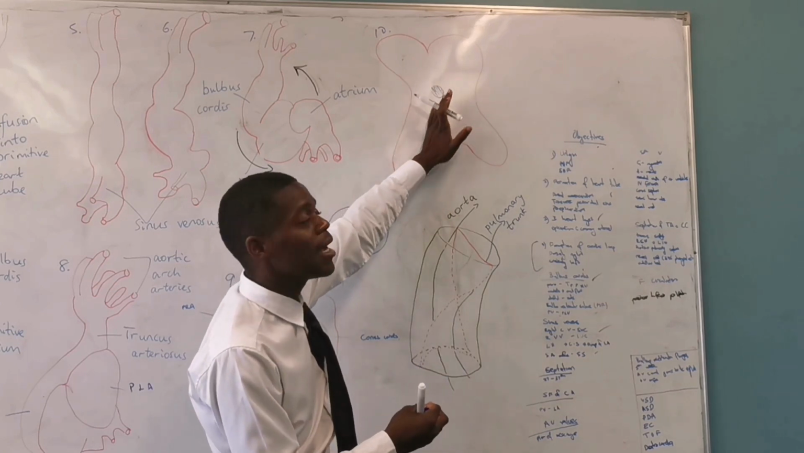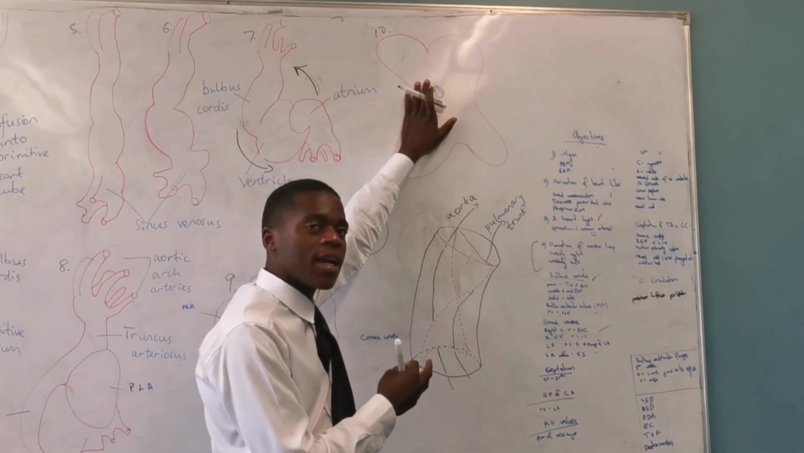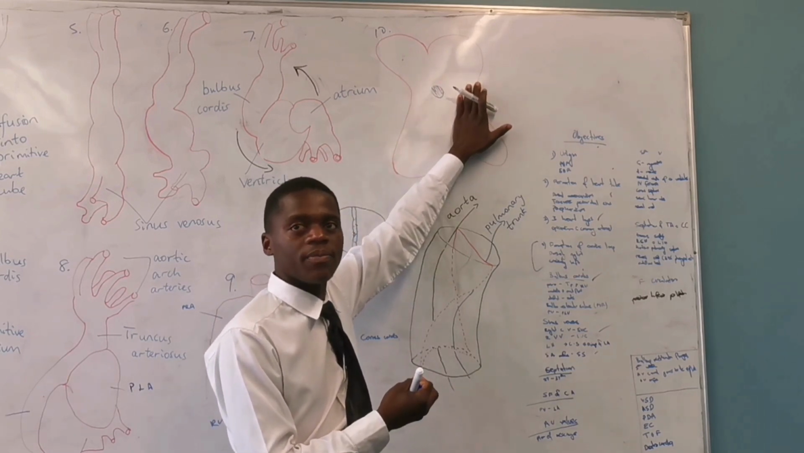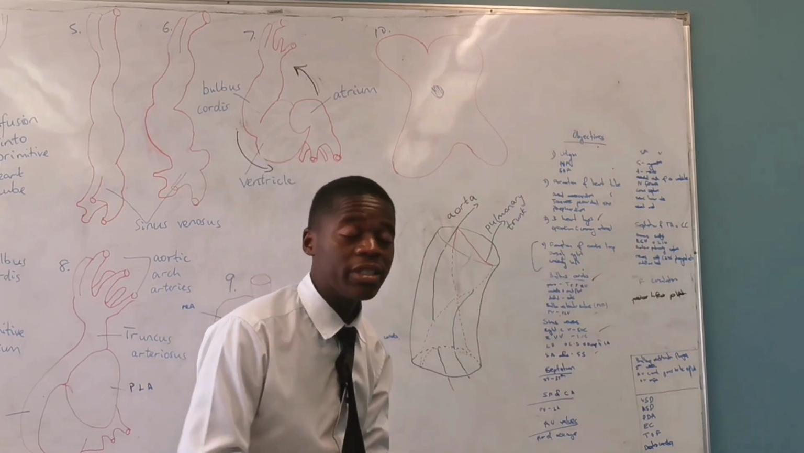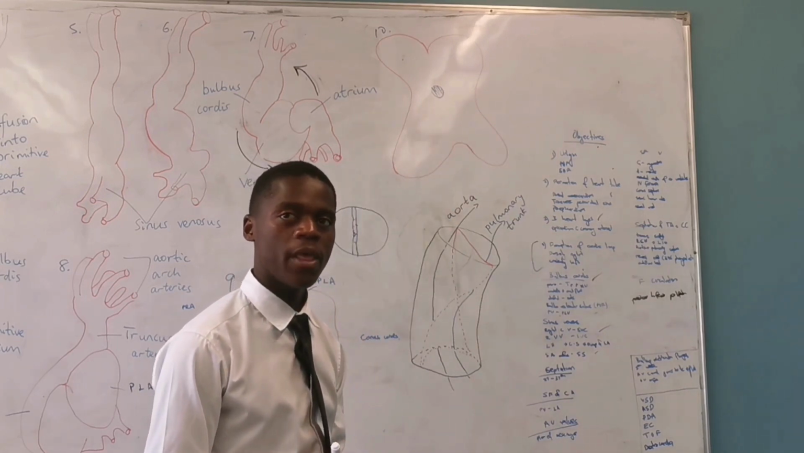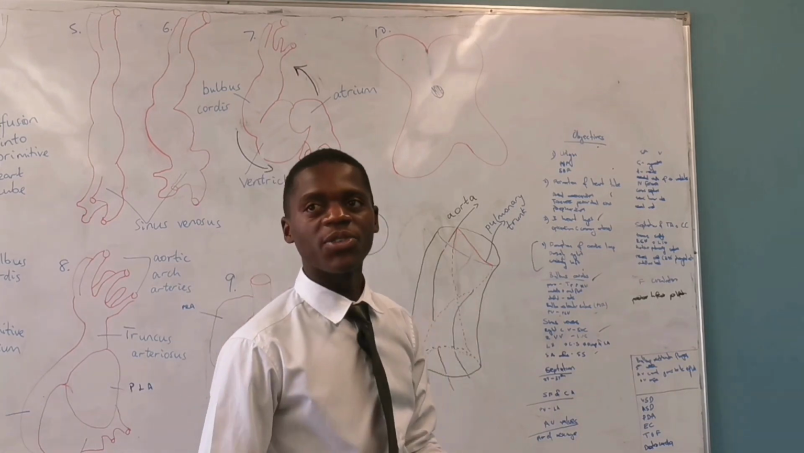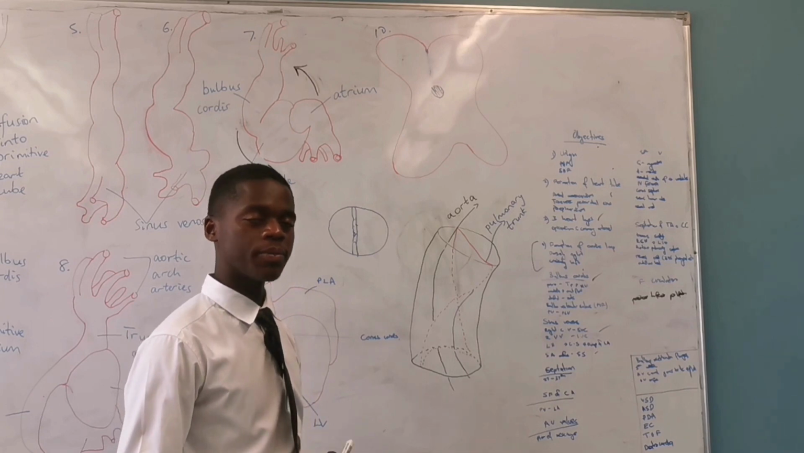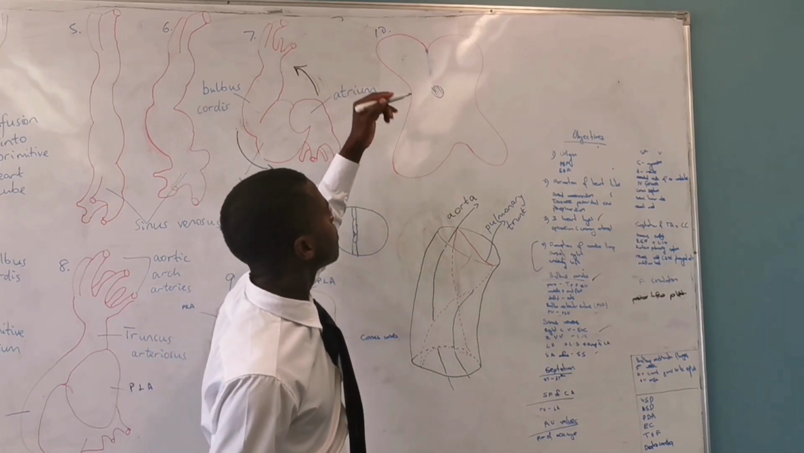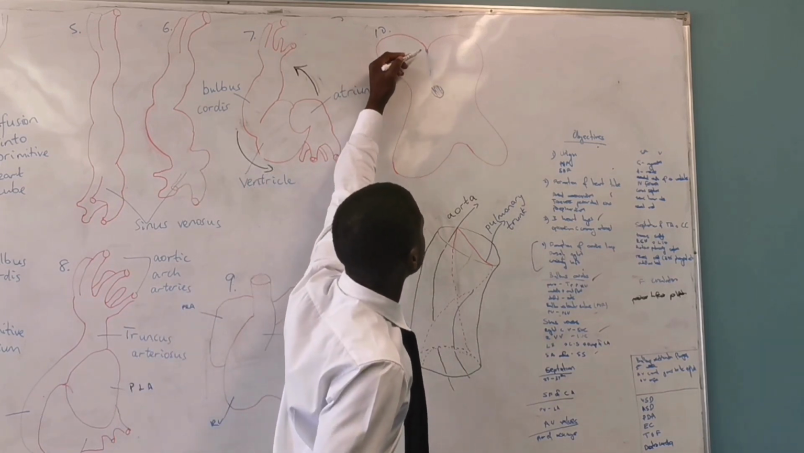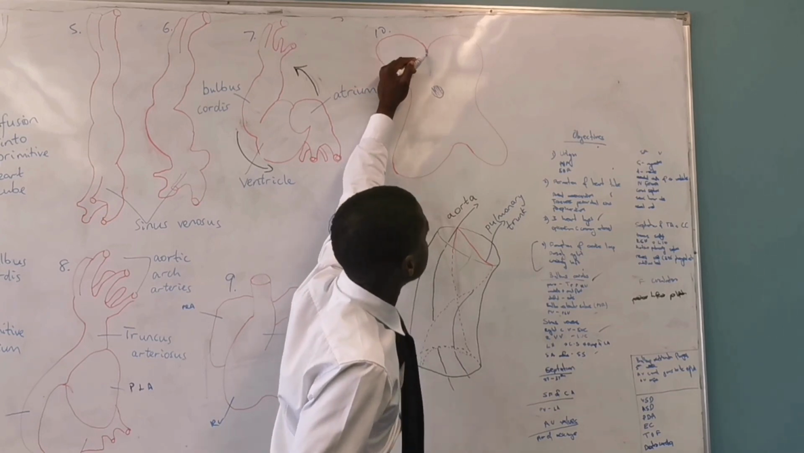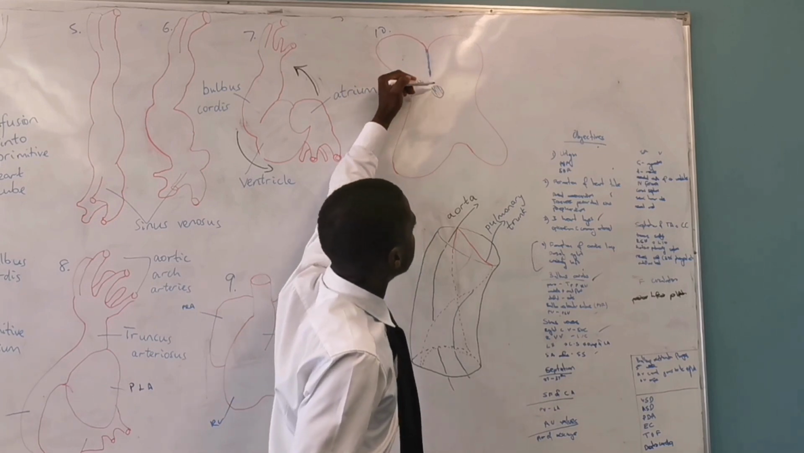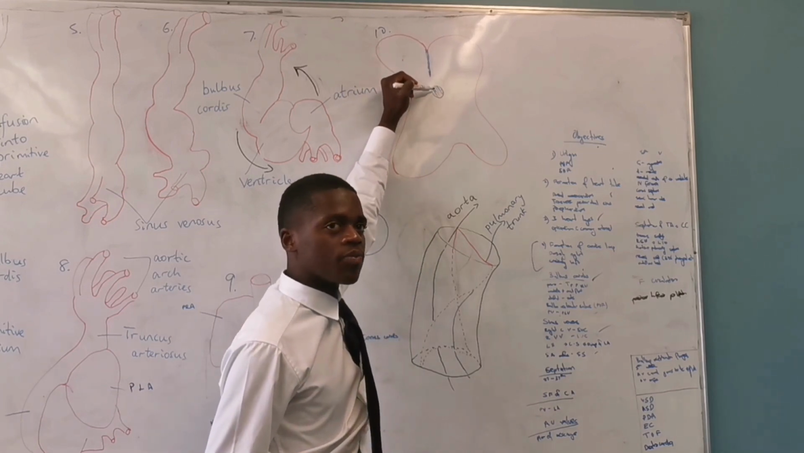So this is the right atrioventricular canal, left atrioventricular canal. So now what happens during septation of the atria? We are now trying to septate the atrium. We have the formation of a septum, superior, and it moves and approaches this endocardial cushion.